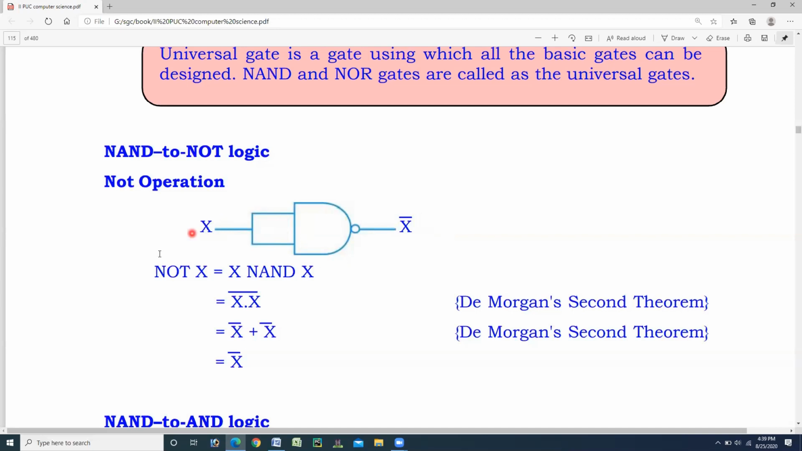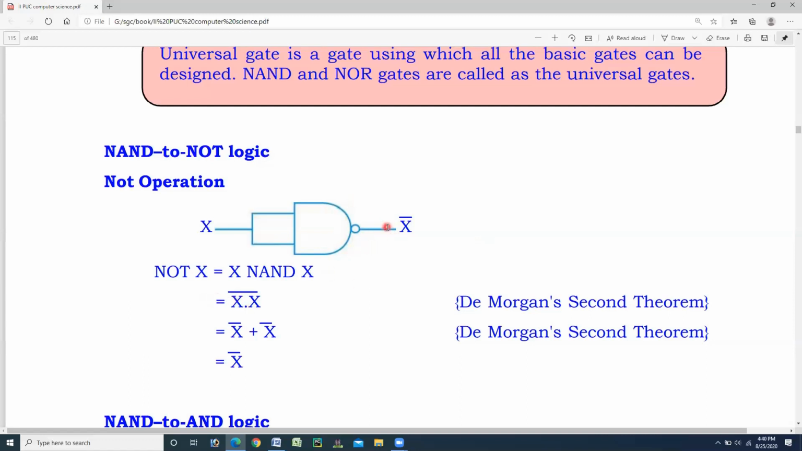See here, algebraically we have shown it here. NOT X equals X NAND X. These are the 2 common inputs we are given, X NAND X. X NAND X is nothing but X complement. You will get the output X dot X whole complement.